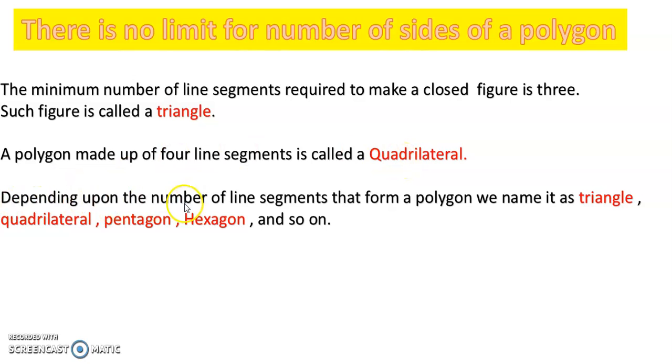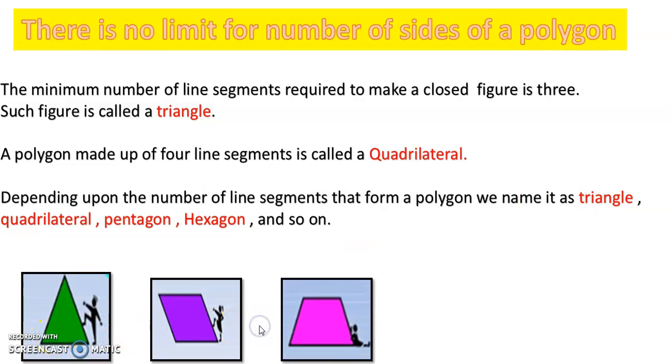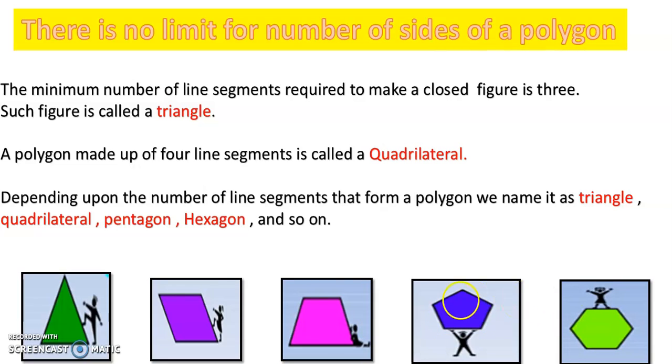Depending upon the number of line segments that form a polygon, we name it as triangle, quadrilateral, pentagon, hexagon, and so on. So in this figure, children, here you can see, yeah, the minimum number of line segment is required in this case. That is when I am forming a triangle.